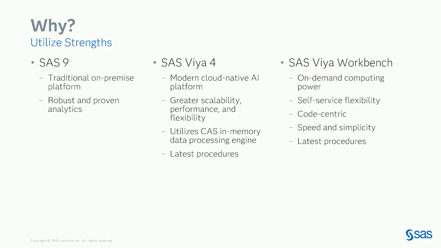Okay, so what are some of the strengths of these respective environments? Again, the SAS 9 platform has been around a really long time, an incredibly powerful analytics platform. SAS VIA 4 is now a cloud-native platform, and there's a lot of benefits that come along with that. The fact that it runs in Kubernetes and scalability is a huge one. You can spin up additional pods for increased workloads as needed. They spin down when the demand is lower.